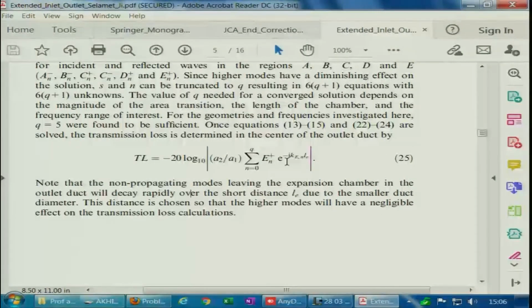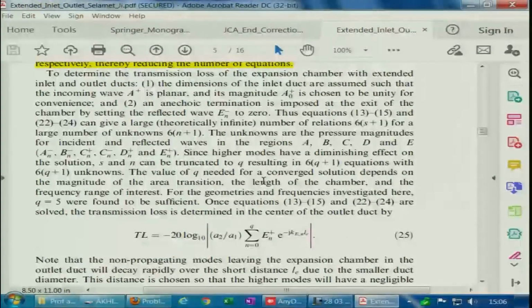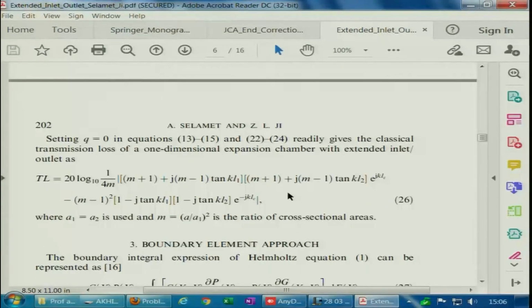But usually high order modes will not survive in the outlet pipe, as it has a small diameter. So, this will reduce to the expression that we have discussed so far. For planar waves, this will reduce to this form.